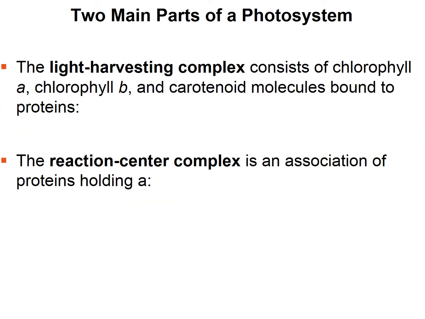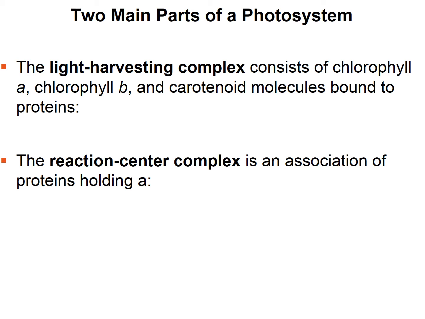The light harvesting complex consists of chlorophyll A, chlorophyll B, and carotenoid molecules bound to proteins. The light harvesting complex is responsible for capturing light energy. When the light hits a pigment molecule, one of its electrons is going to be raised from the ground state to the excited state. Energy is going to be released as it falls back down to the ground state. This energy is going to be transferred from molecule to molecule and eventually funneled to the reaction center complex.